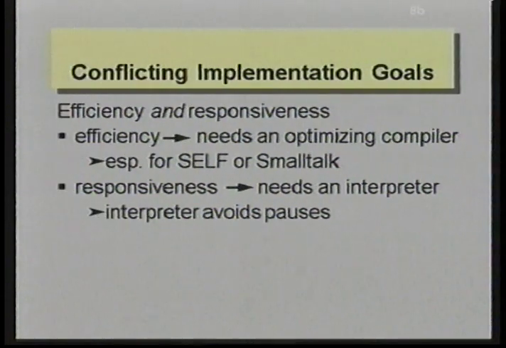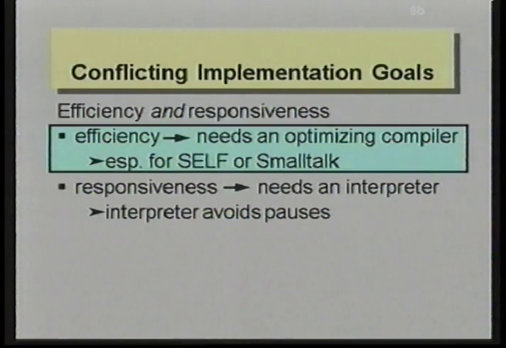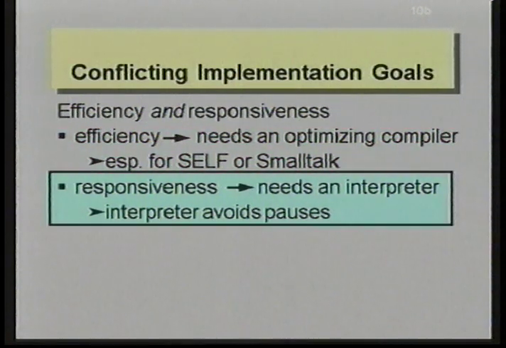Now, unfortunately, responsiveness and efficiency are conflicting goals, because in order to be efficient, we need something like an optimizing compiler. That's especially true for a pure object-oriented language like Self or Smalltalk. On the other hand, in order for a system to be responsive, we don't want an optimizing compiler. We want an interpreter, because an interpreter doesn't give us any pauses.